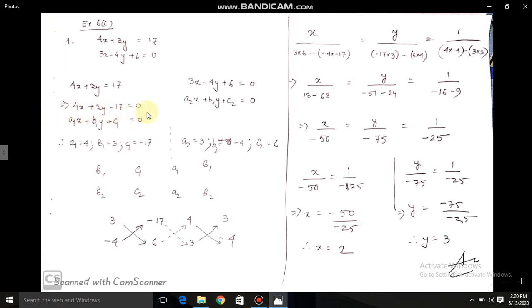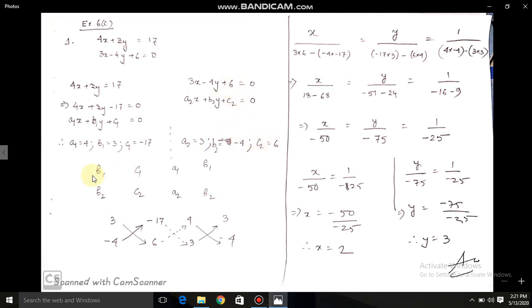Now, this is the first equation, so the general equation will be of the form a1x + b1y + c1 = 0. Now compare: a1 is equal to 4, b1 is equal to 3, and c1 is equal to minus 17. Why minus 17? Because the general form here is plus, but here it is minus, so c1 will be minus 17. Similarly, the second equation is 3x - 4y + 6 = 0, so the general form is a2x + b2y + c2 = 0. So a2 is equal to 3, b2 is equal to minus 4, and c2 is 6.